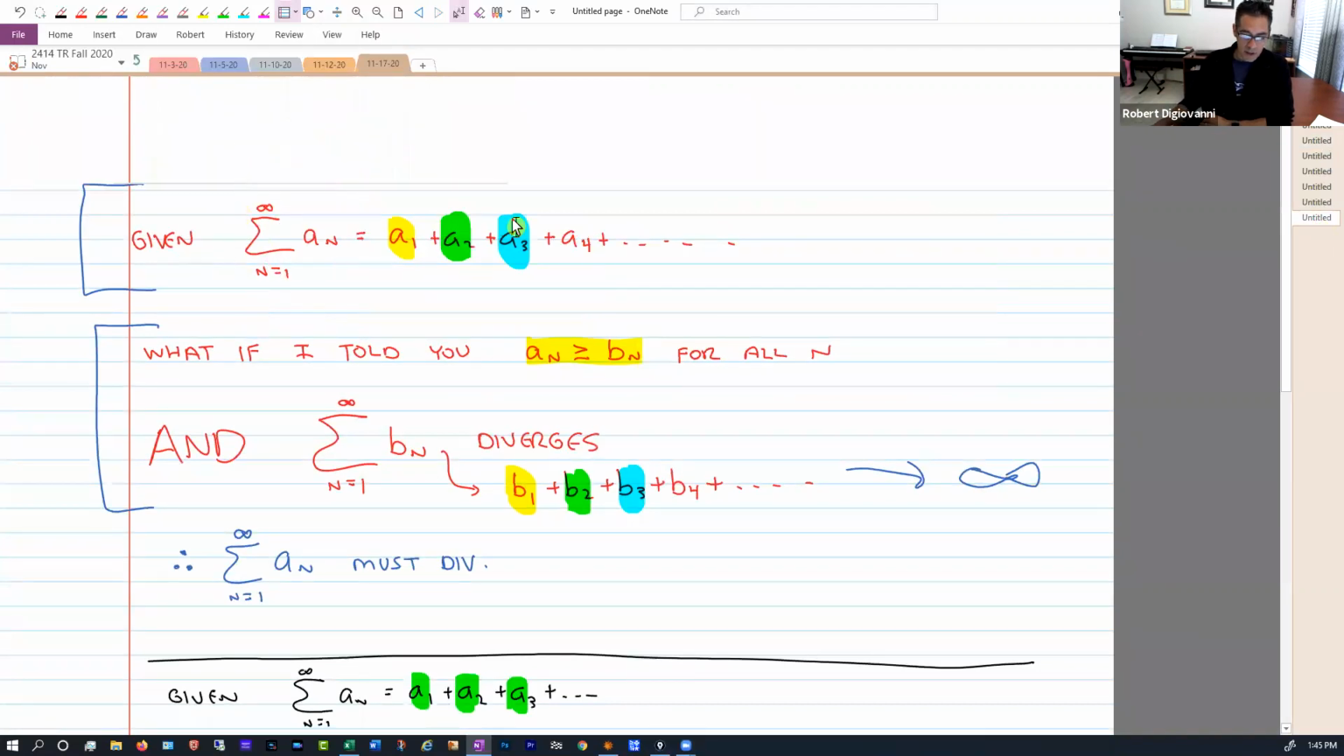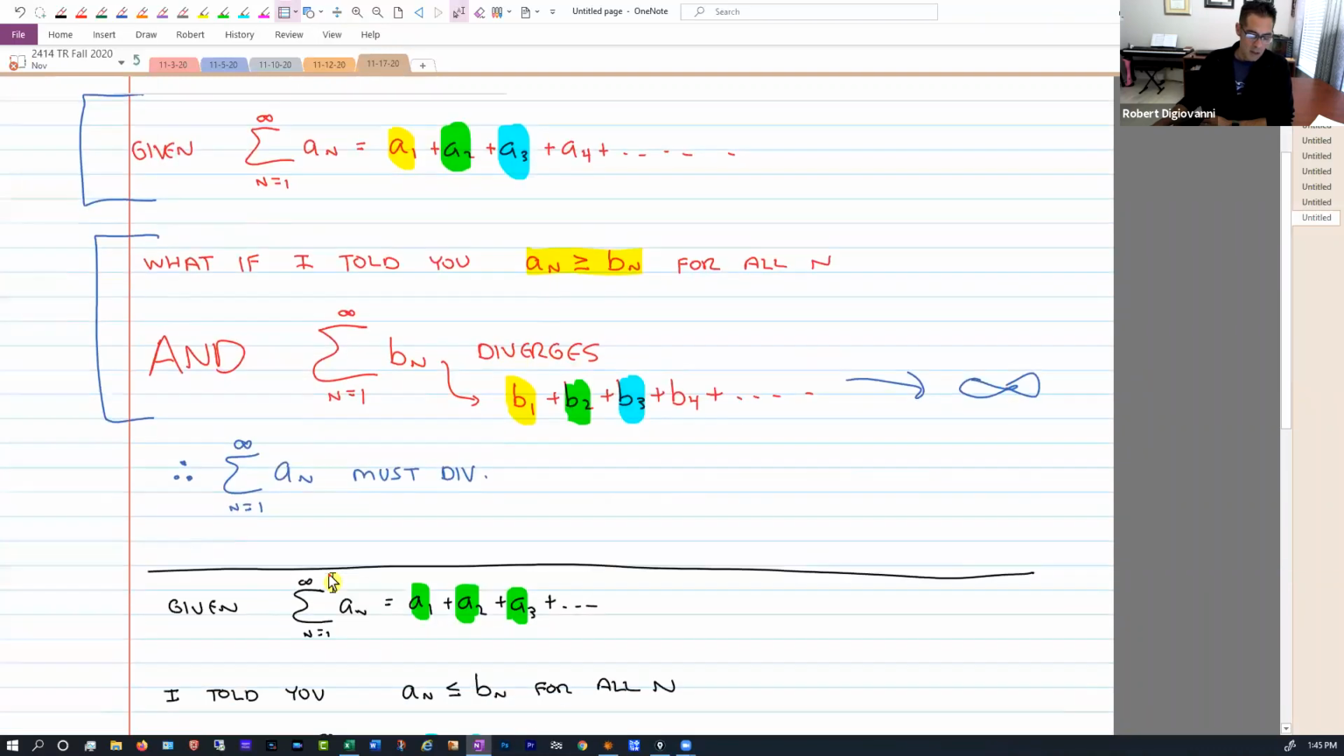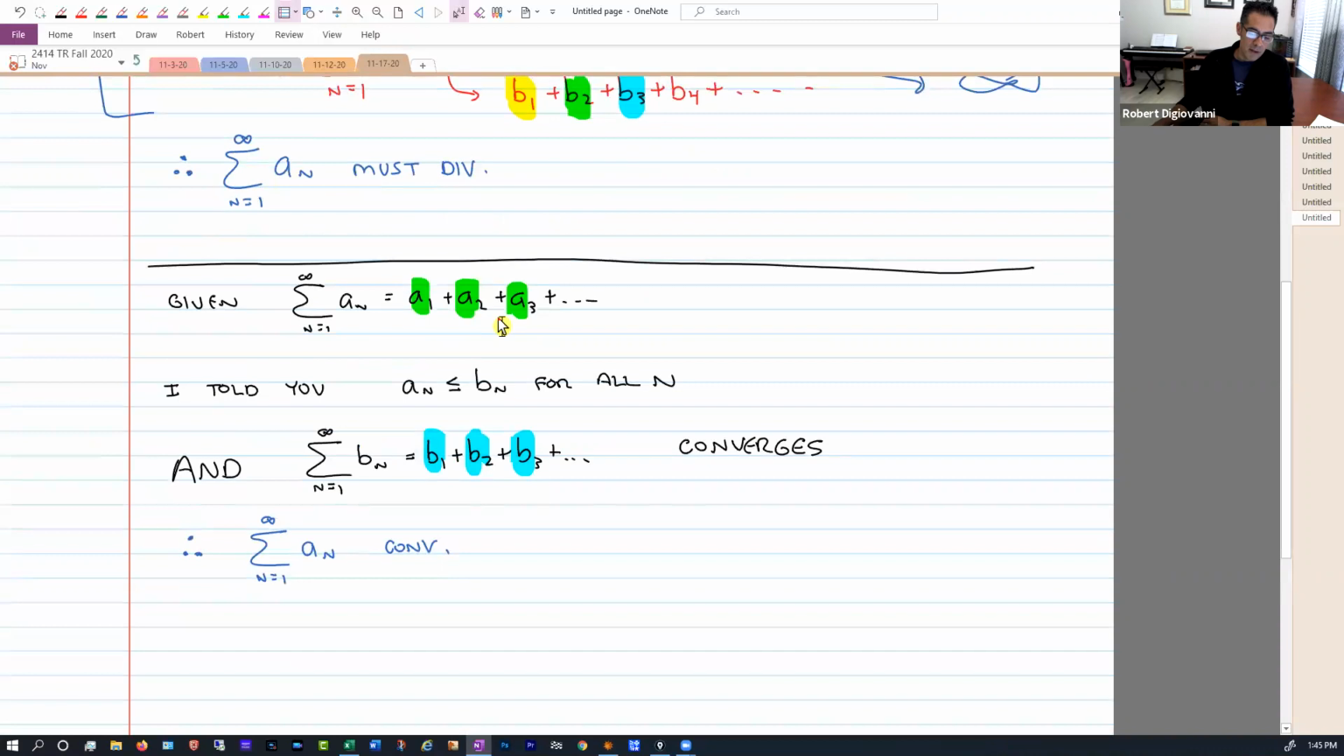Suppose we're given a series, and I told you that all of these are bigger than all of these guys, and that this adds up to be basically infinite. Then that one must be infinite. On the other hand, if you're given a series and you know that all these in green are smaller than all the blue ones, and this series converges, well, then that one does too. That's exactly what the comparison test is doing, all right?